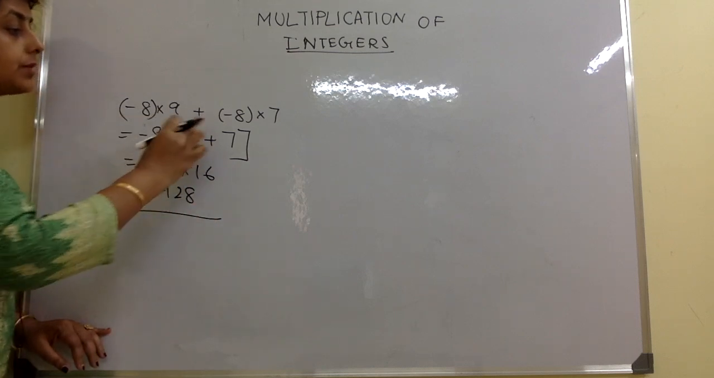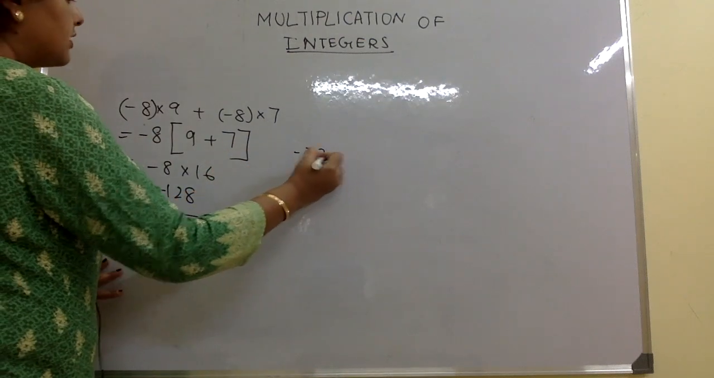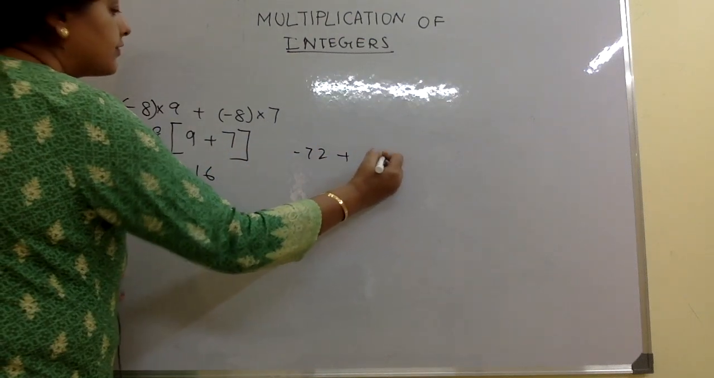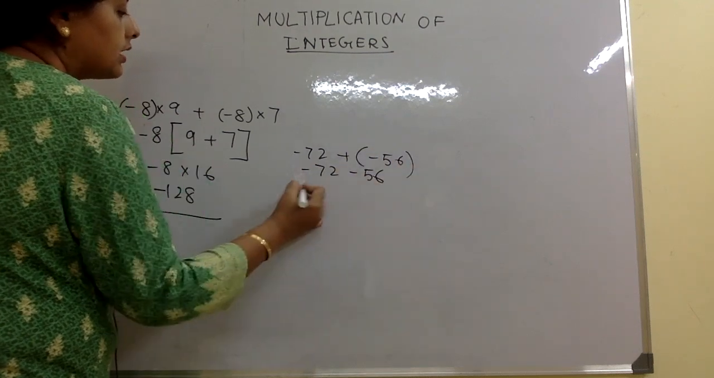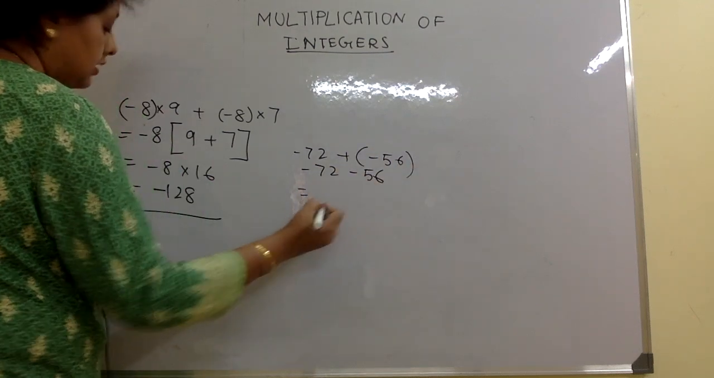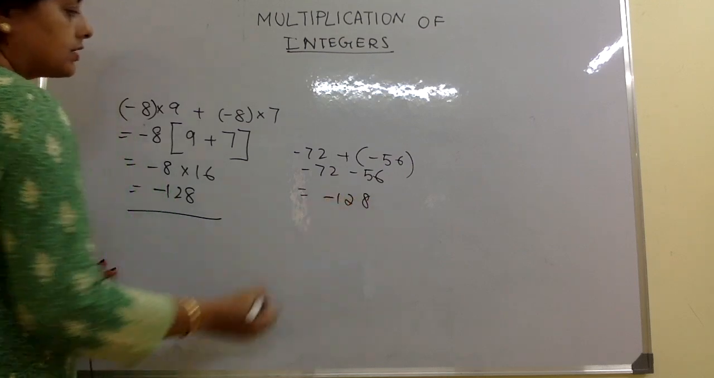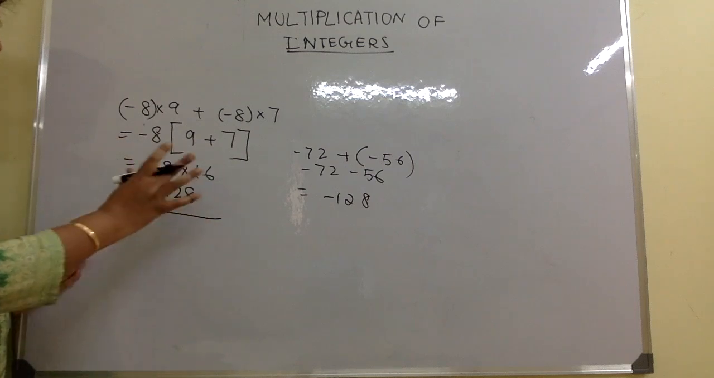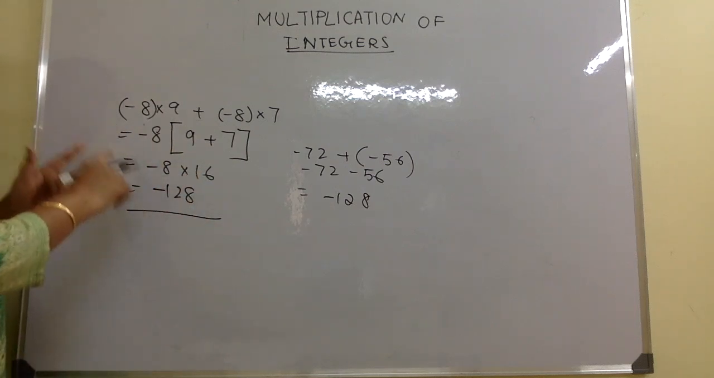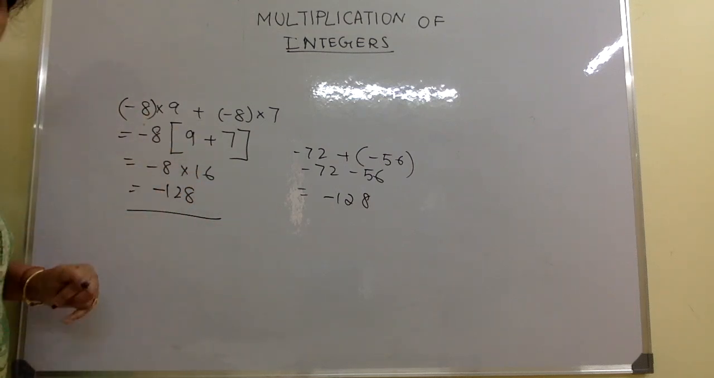Shall we try by multiplying separately? Let's try minus 72 plus minus 56. So minus 72 minus 56 is minus 128. So I have just taken a shortcut by using the distributive property of multiplication over addition.